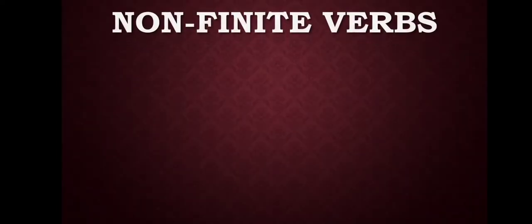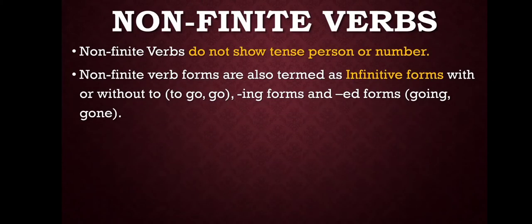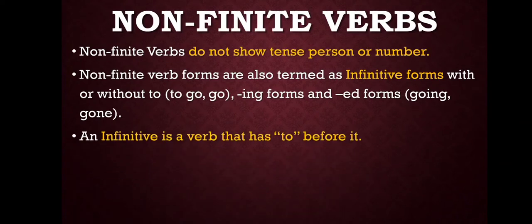On its opposite, we have non-finite verbs. Non-finite verbs do not show tense, person or number, because finite verbs show us the tense, but non-finite verbs do not show us the person, the number or the tense. Non-finite verb forms are also termed infinitive forms, with or without to. If the verb has a to preceding the main verb, it would be a non-finite verb, or it may have its ing or ed forms as well, like going and gone. An infinitive is a verb that has to before it.